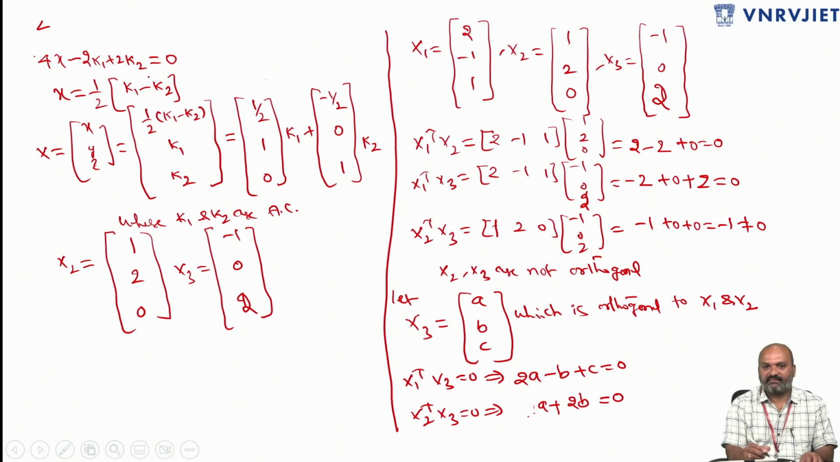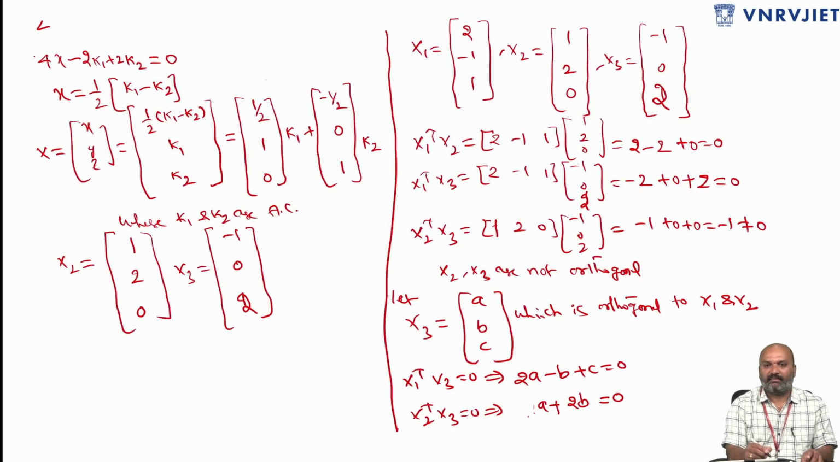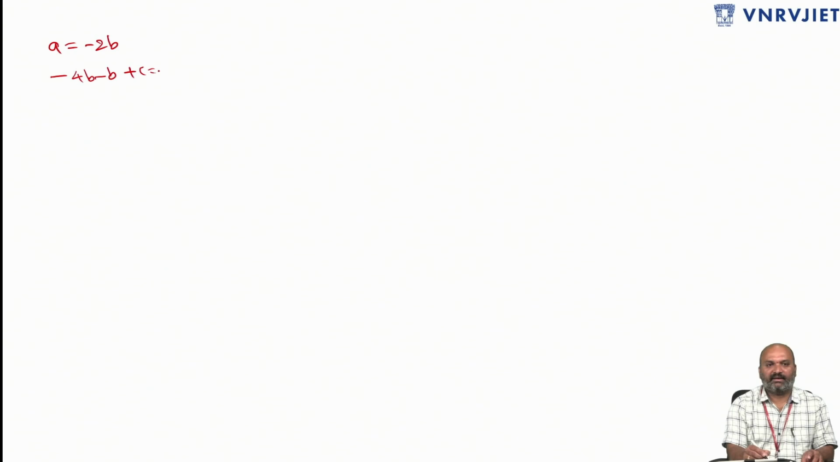Let's substitute this in the first. With a equal to minus 2b, it becomes minus 4b minus b plus c is equal to 0. From this, minus 5b plus c is equal to 0. This means 5b is equal to c.